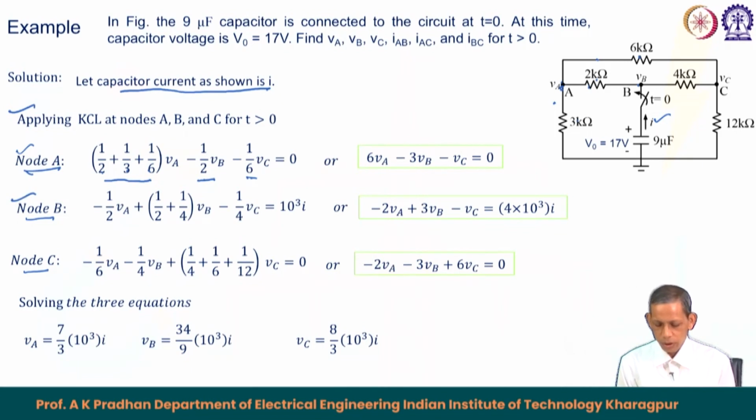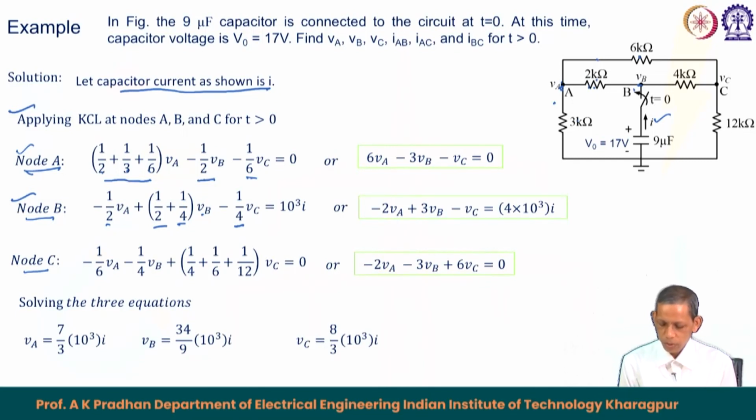Similarly, for node B, the connections are 2 kilo ohm and 4 kilo ohm. So, 1 by 2 plus 1 by 4, and node B to node C is 4 kilo ohm, so this is minus 1 by 4, and node B to node A is 2 kilo ohm, this is minus 1 by 2, and that equals the corresponding injected current through this third path, which is nothing but I.